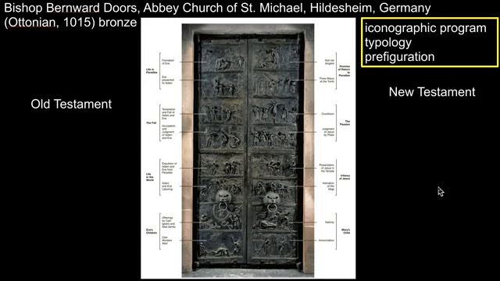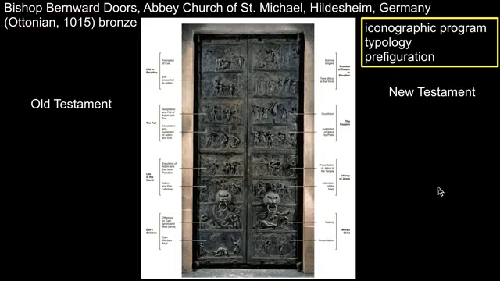As Jonah spends 3 days in the belly of the whale, so does Christ's body spend 3 days in the tomb before his resurrection. This is a theological concept called typology, and each of the Old Testament scenes on the left prefigures the New Testament scenes on the right. Let's look at an example of prefiguration in this typological iconographic program.